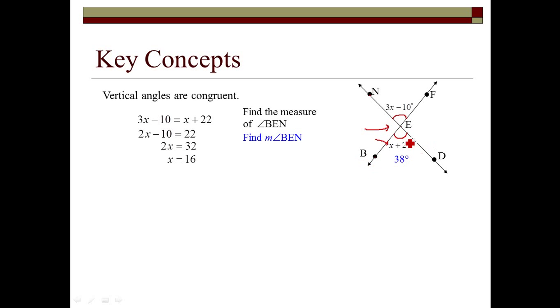Okay, well, if we look at this angle here is 38 degrees, and this one plus this one forms a straight angle. They're a linear pair, and linear pairs are supplementary. So a linear pair is going to add up to 180. So to find angle BEN, I just have to do 180 minus 38. Our missing angle is 142 degrees. Okay, so that's just using vertical angles and straight angles.